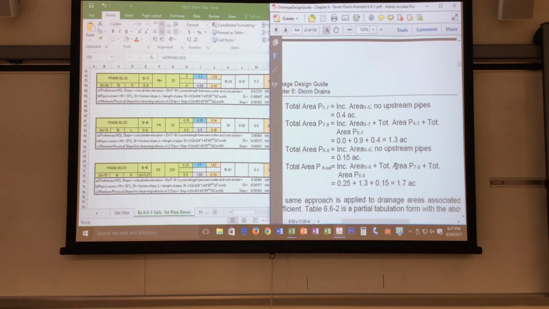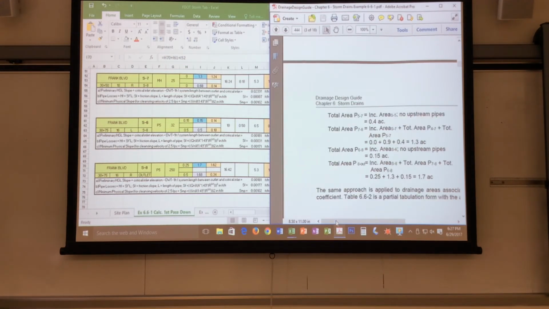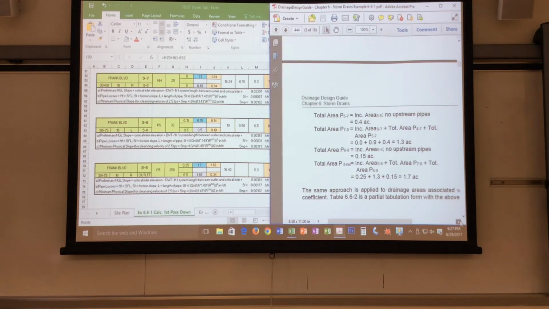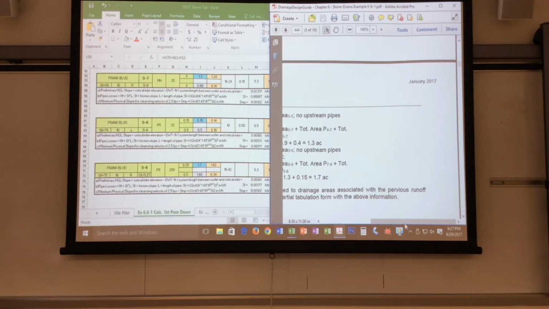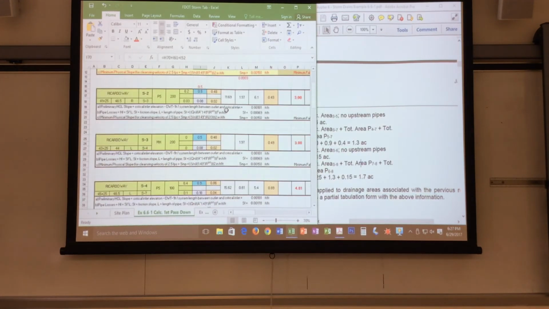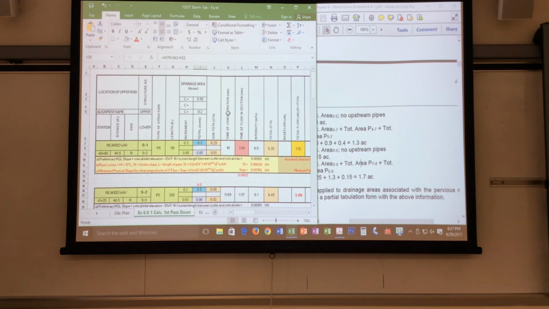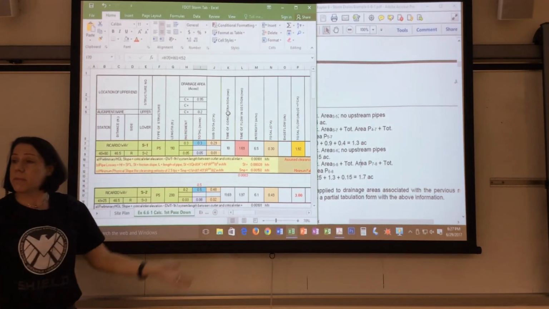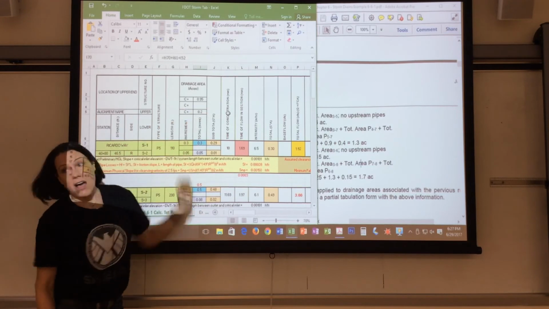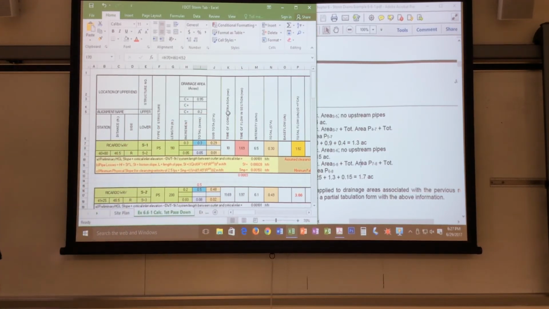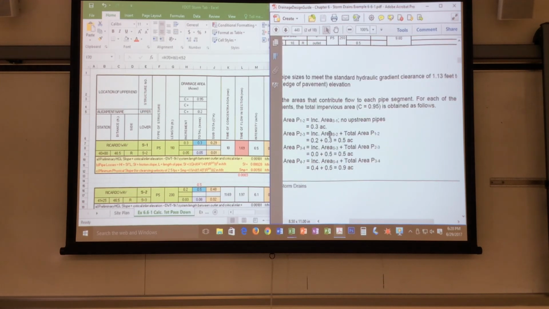All right? Now, the next part says the same approach is applied to the drainage areas associated with a pervious runoff coefficient. Now, remember when it says pervious and impervious, pervious is the 0.2, the lower value. It's going to be something like grass. 0.95 is asphalt, concrete, something that does not allow water to seep into it. Okay? So you're going to do the same process over, just as you did with the impervious area. Okay? So I'm going to pause here and then we'll go to the next step.